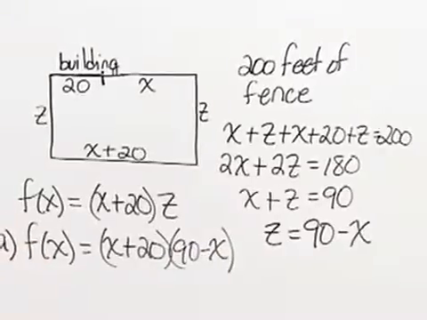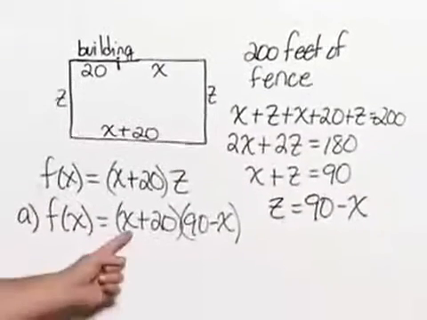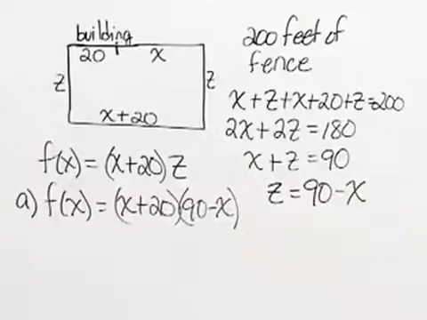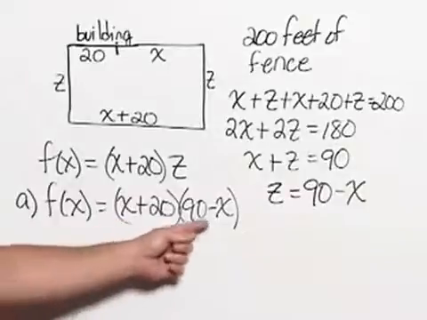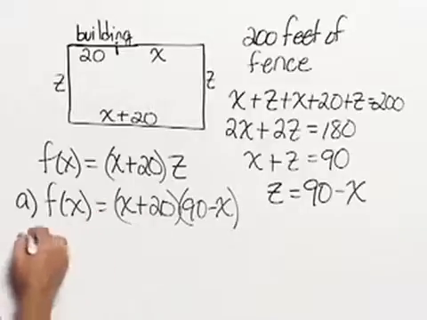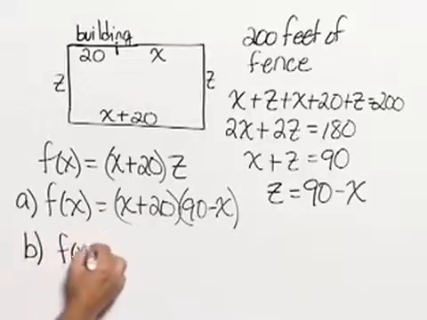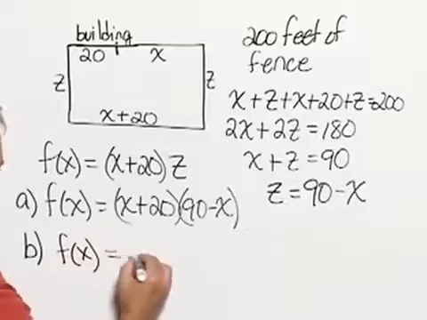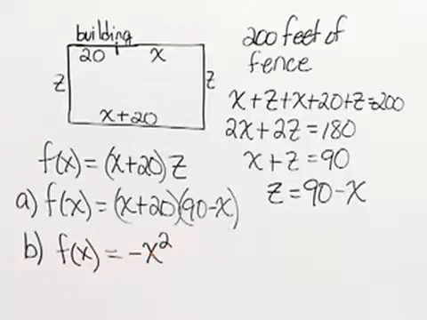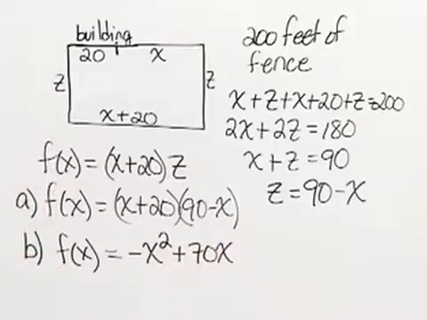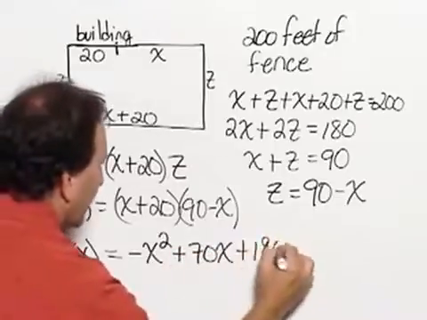Now, part B was to find the value of x that gives us the maximum area. Well, we need to recognize that this is actually a parabola. That is to say that if I were to multiply out the right-hand side and simplify it, it would be negative x squared plus 70x plus 1800.